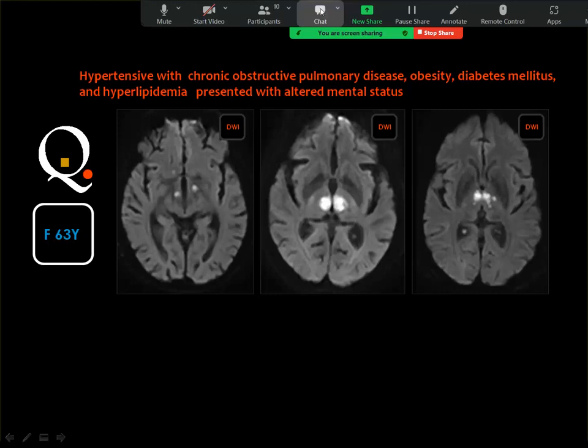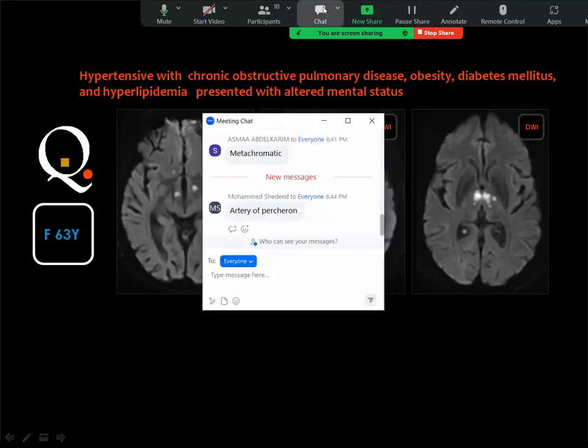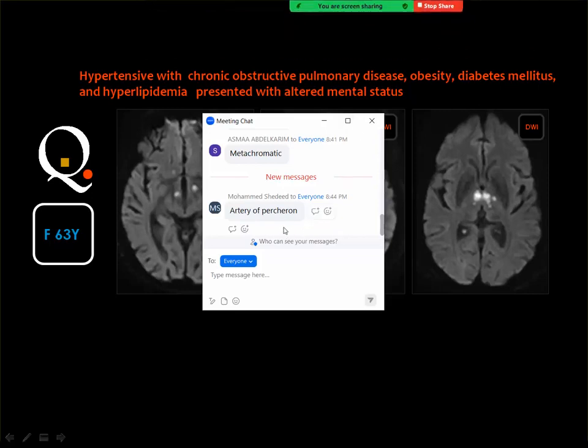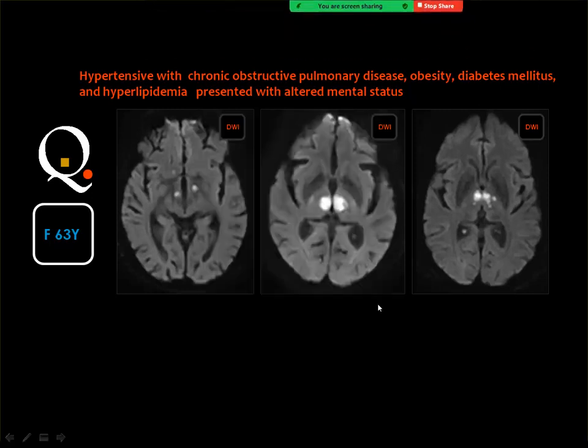Okay, and in general, these are of course diffusion weighted images, and you've got areas of diffusion restriction in a very characteristic location on either side of the third ventricle. Yes, the answer is right. The artery of Percheron. This is right.